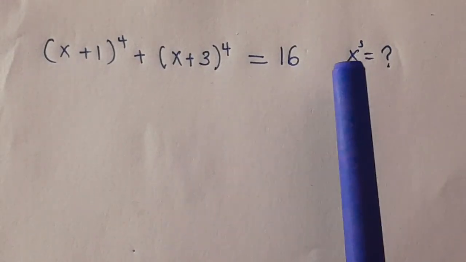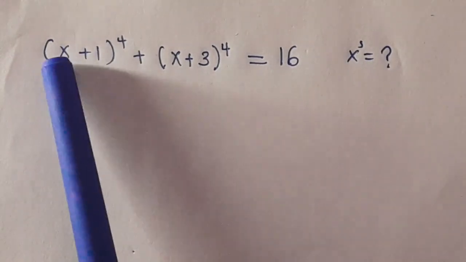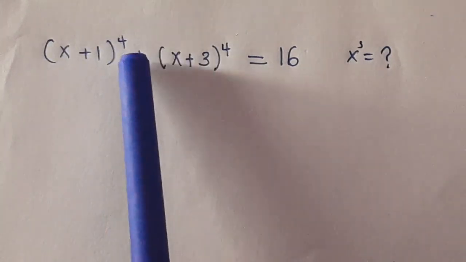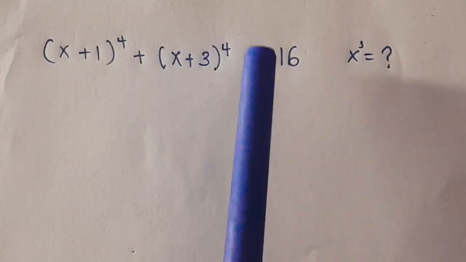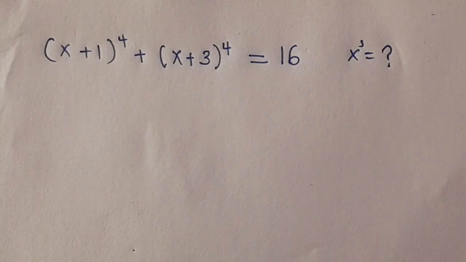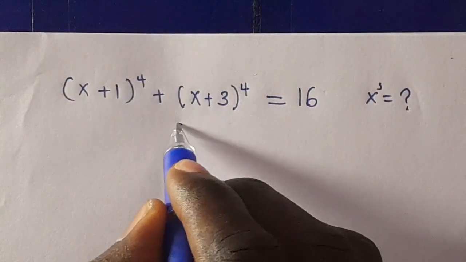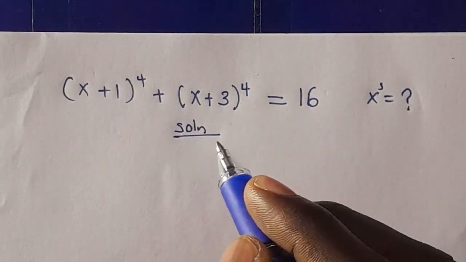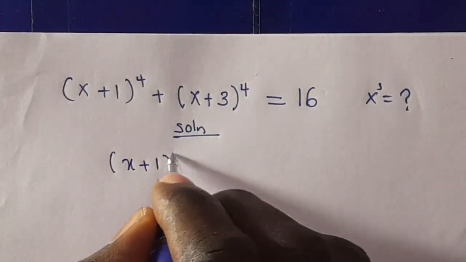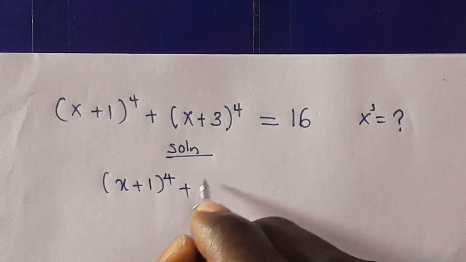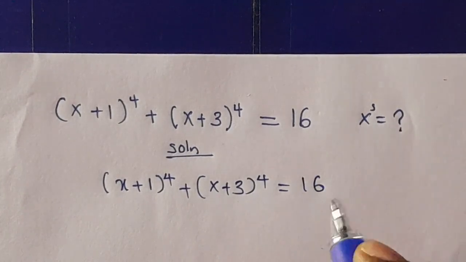Today we want to find the possible value of x given that you have this quartic equation: (x + 1)^4 + (x + 3)^4 = 16. So guys, let's see how to solve this problem easily. Solution: from here we have (x + 1)^4 + (x + 3)^4 = 16.